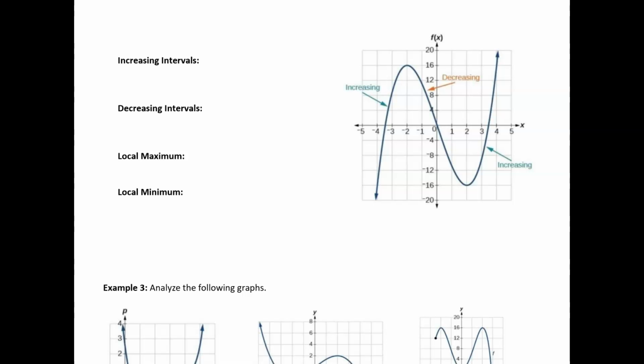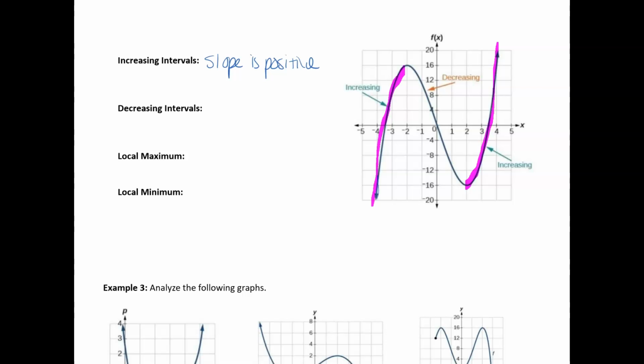Remember, when you're looking for the increasing intervals, you're looking for where the slope is positive. So I'm going to look at the graph over here and see where I have a positive slope. You can see that it's increasing in this region, and then it begins to decrease, and then right here it begins to increase again.